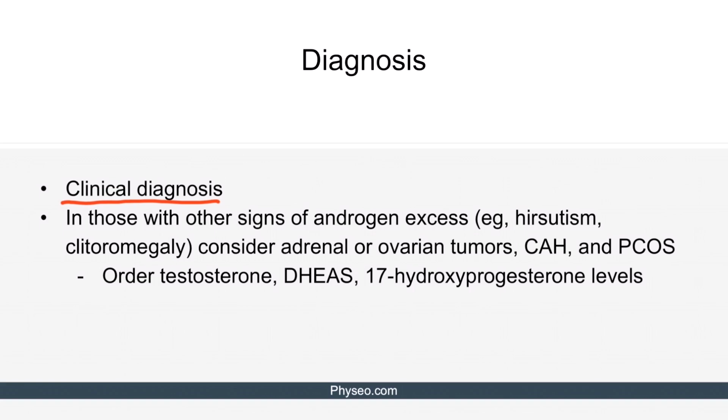That being said, we should always be on the lookout for other signs of androgen excess, such as a female patient that develops hirsutism or clitoromegaly. In these cases, we need to consider secondary causes, such as adrenal or ovarian tumors, congenital adrenal hyperplasia, and polycystic ovarian syndrome. A few tests that you could order to begin this workup include testosterone, dehydroepiandrosterone sulfate, and 17-hydroxyprogesterone. The specifics of each of these diagnoses are discussed in other lectures.